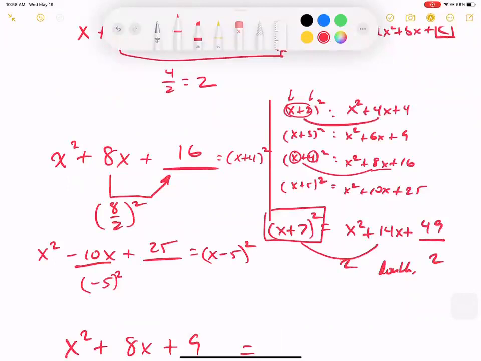Divide the middle by 2. Whenever you complete the square, it's always half that middle value.